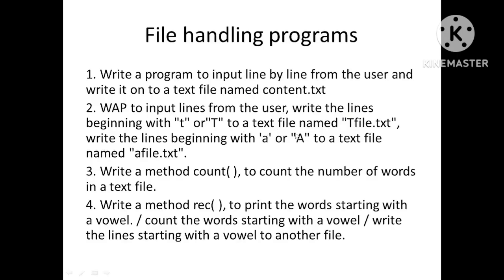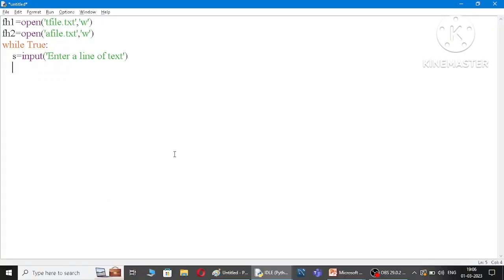Now will you simply write it? No. What is the condition given here? Write the lines beginning with small t or capital T to tfile. If the line begins with a or A, write it to afile.txt. Nothing other than this is mentioned. So we are just going to consider two conditions. So what is the first condition? If yes, now what is the condition? Beginning. So what is the starting letter referred to? S of 0. S is the line and the starting index is 0.